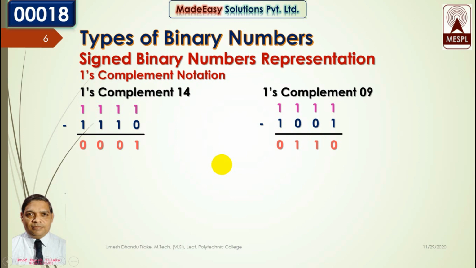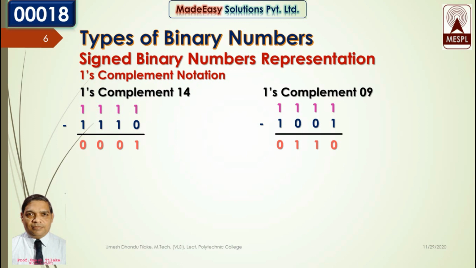Now if you compare the 1's complement we have found with the original number, you will find that each bit is inverted, that is 0 inverted to 1, 1 inverted to 0, 1 inverted to 0, 1 inverted to 0. Similarly over here 1 inverted to 0, 0 inverted to 1, 0 inverted to 1, and 1 inverted to 0. That means when we find 1's complement of a number, we invert each bit. Now it will be easy for you to represent the signed binary numbers in 1's complement notation.